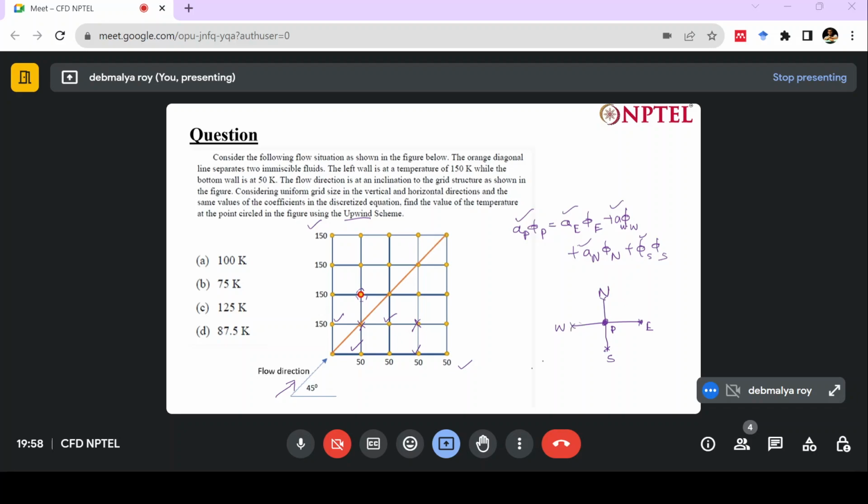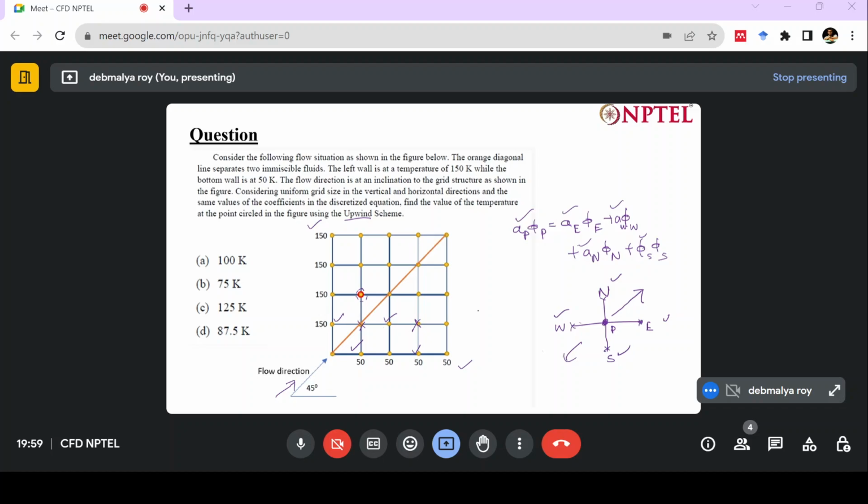Our flow direction is given very conveniently. This flow direction basically says that anything towards this particular direction is of importance. So that is W and S. We have been asked to take the coefficients as same, so both of these will have the same amount of influence on the point P, and N and E will have no influence because they are downstream, downwind of the point P, so they cannot have any influence.